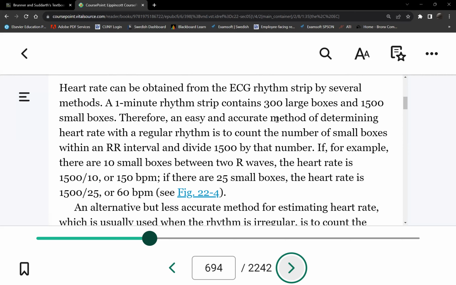It's not practical to use a 1-minute strip, because a 6-second strip is about this long. Imagine how long a 1-minute strip would be. If this is 6 seconds times 10, do we have enough space at the nurse's station? No. Do we have the space to put it in a notebook? No, it's very impractical. So all we need is a 6-second strip, and whatever we count, multiply by 10. That's our heart rate.